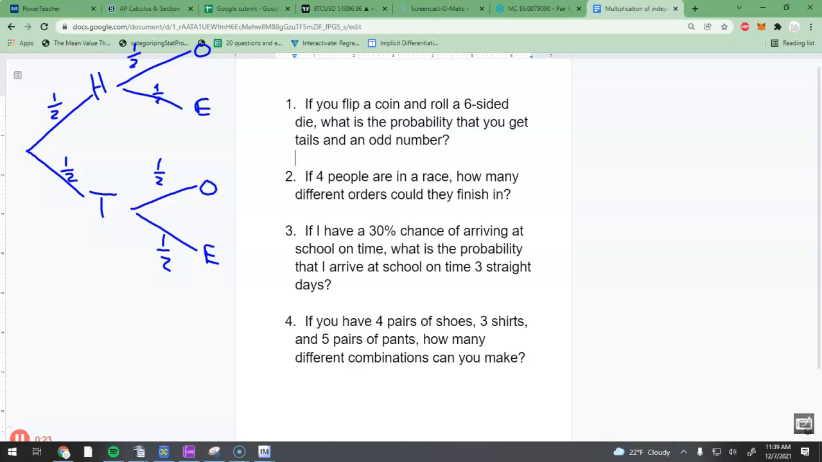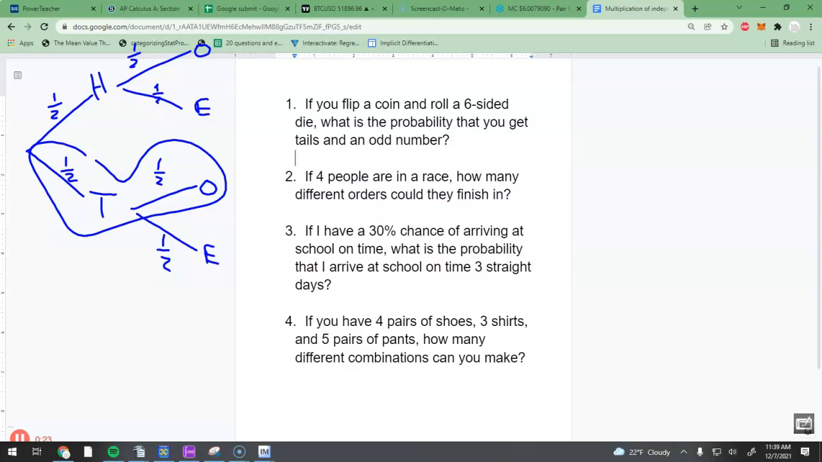Probability that I get tails and an odd number. So what would I do with those two numbers? Same thing we did on the trees yesterday, the last couple of days. What do I do with those two numbers? Multiply them together. But if, from the very start of this problem, all I care about is tails and odd numbers, is there any point in doing the rest of the tree?